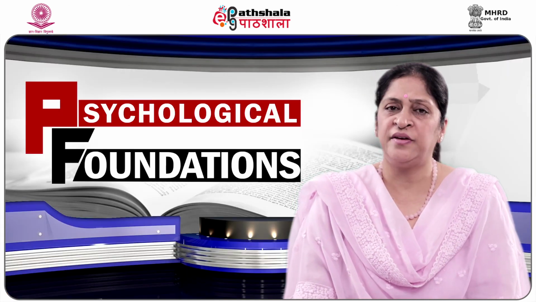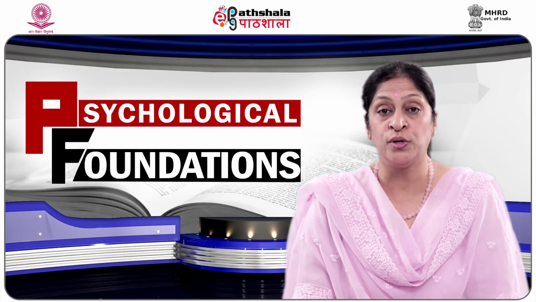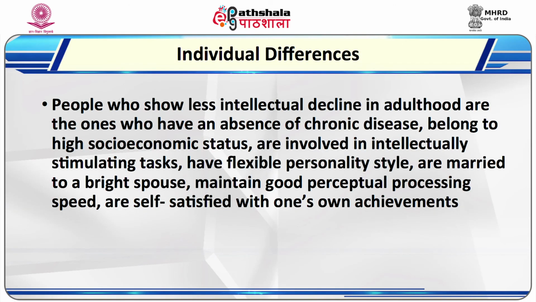And they have shown that definitely intellectual ability does slow down, but in different people it's a different stage, different process, different speed. But people who do not suffer from any diseases, they belong to a high socio-economic background, they are involved constantly in very intellectually stimulating tasks. They have a very flexible personality style. This is very important. They are married to spouses who are brilliant. These are the type of people who maintain very good information processing skills, and whatever deterioration happens in their life, they delay it. Hence, they are also high achievers.